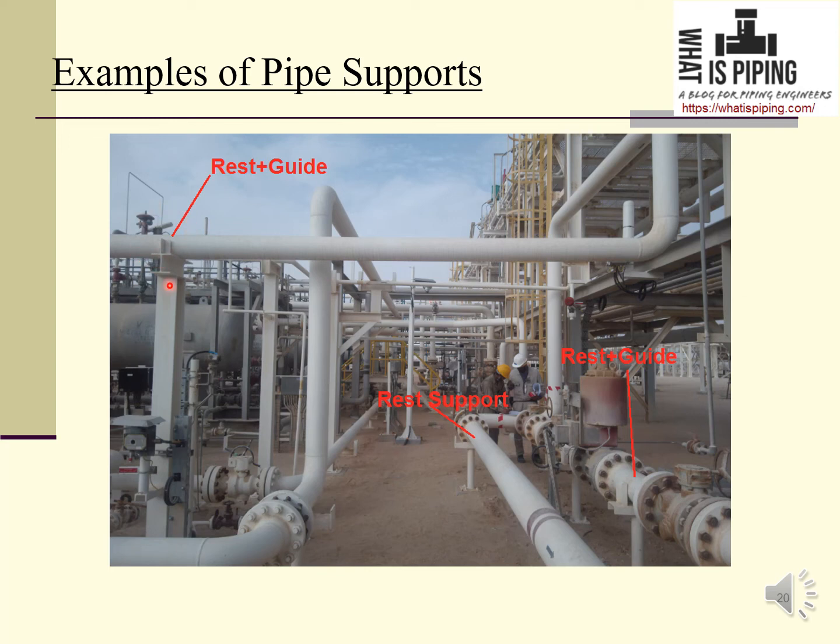Now this is an example of guide, means it will restrict the pipe movement in lateral direction. So over the pipe, it will not allow the pipe to move beyond the allowable gap in the lateral direction. Then rest supports. So pipe is resting over this T-post, we can say. So this is a rest support. Here also rest plus guide. This is a member. This is welded to the structure so that pipe does not move in lateral direction.